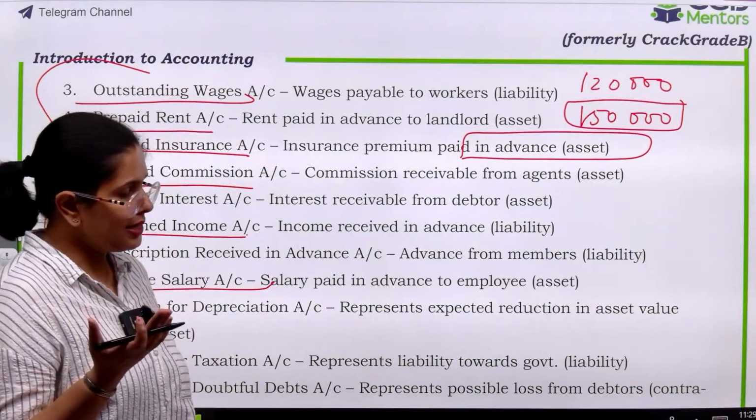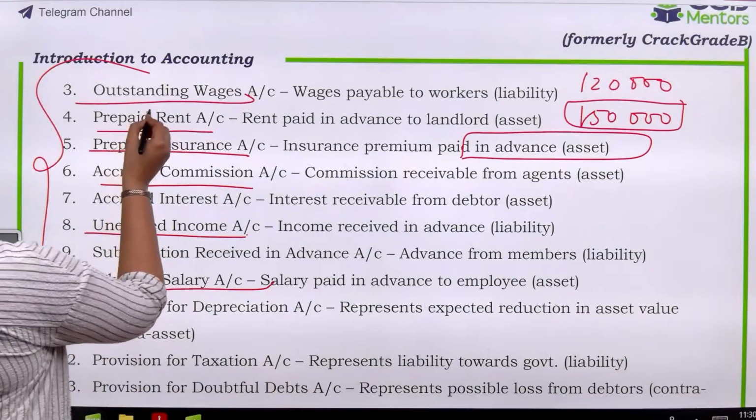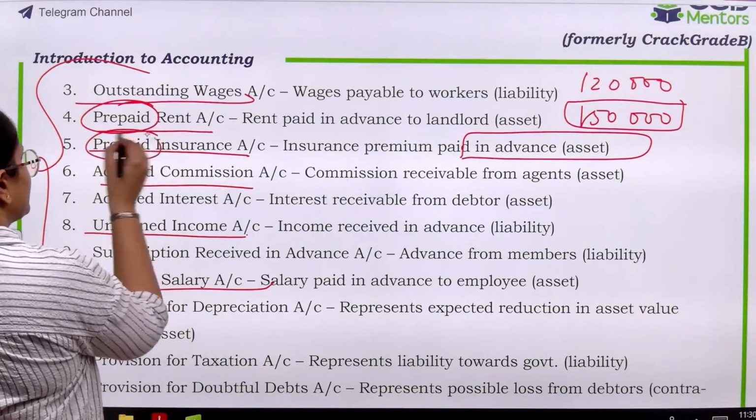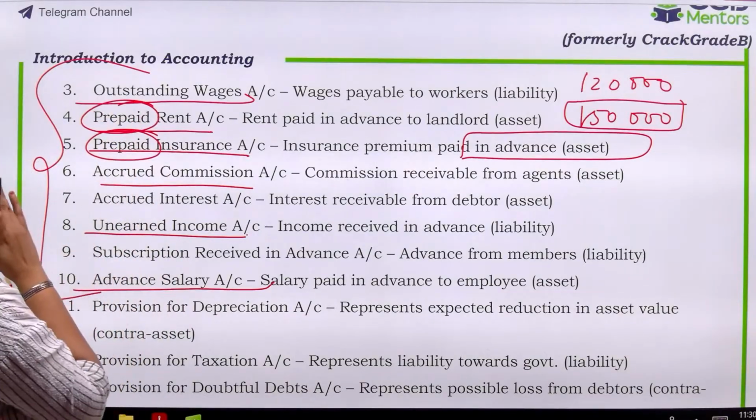But yes, it's an asset for me, but what kind of account is this? This is a representative personal account.